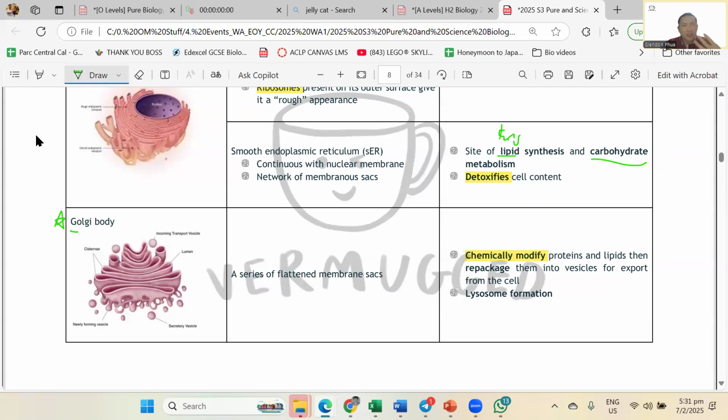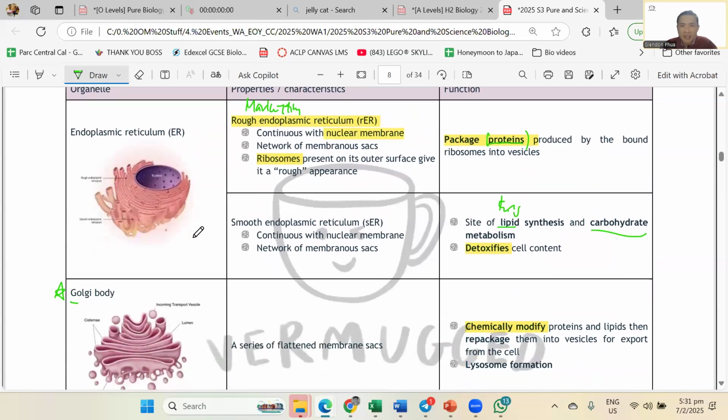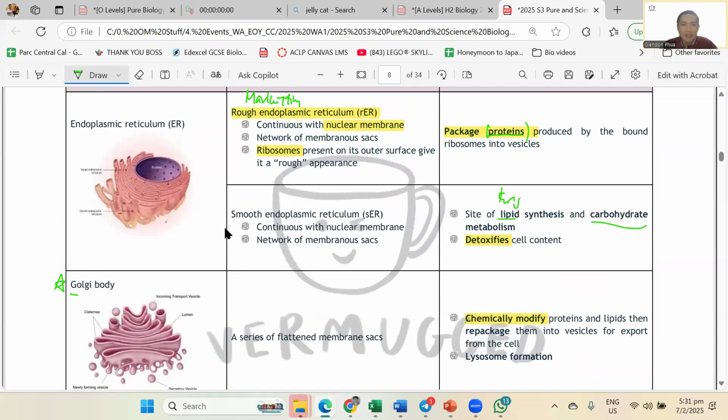Now, some of you, Mr. Paul, say you don't know how to describe the structure of the Golgi. I don't know how to describe the structure of my RER or my ER. This one is very easy. You can see the picture here, right? It is a lot of what? Sacs. So that's all it is. It is just a sac that is made of a membrane. They are simply membranous sacs.